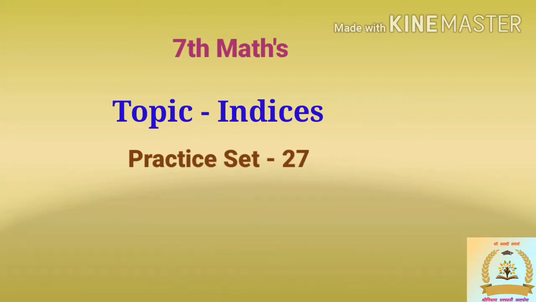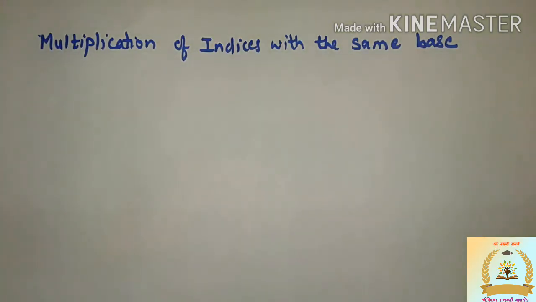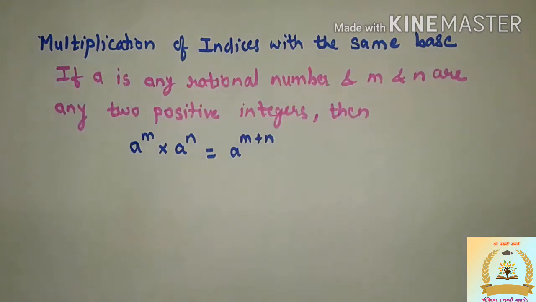Seventh maths topic: indices. Today we are going to solve practice set 27. Multiplication of indices with the same base. If a is any rational number and m and n are any two positive integers, then a raised to m multiplied by a raised to n is equal to a raised to m plus n.